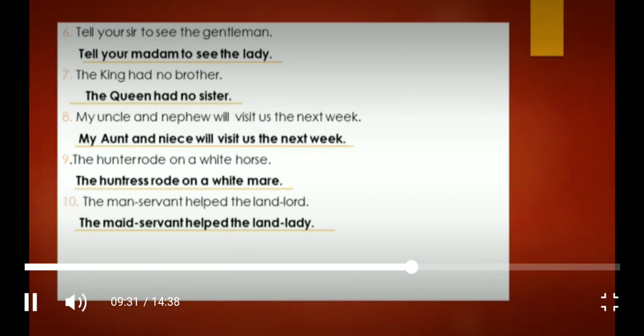The hunter rode on a white horse. The huntress rode on a white mare. The manservant helped the landlord. The maidservant helped the landlady. Landlord is the owner of the building or a house which has been rented out. If the owner is a man, he is called the landlord. If the owner is a lady, she is called the landlady.